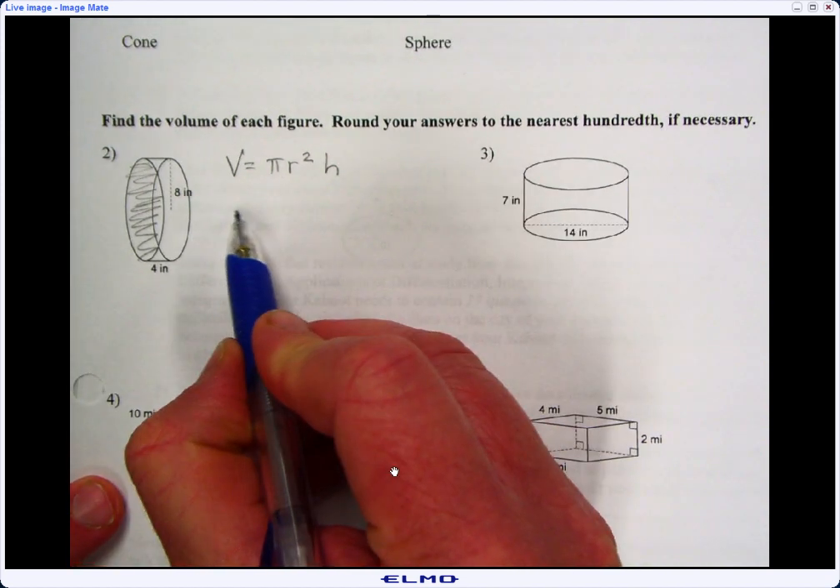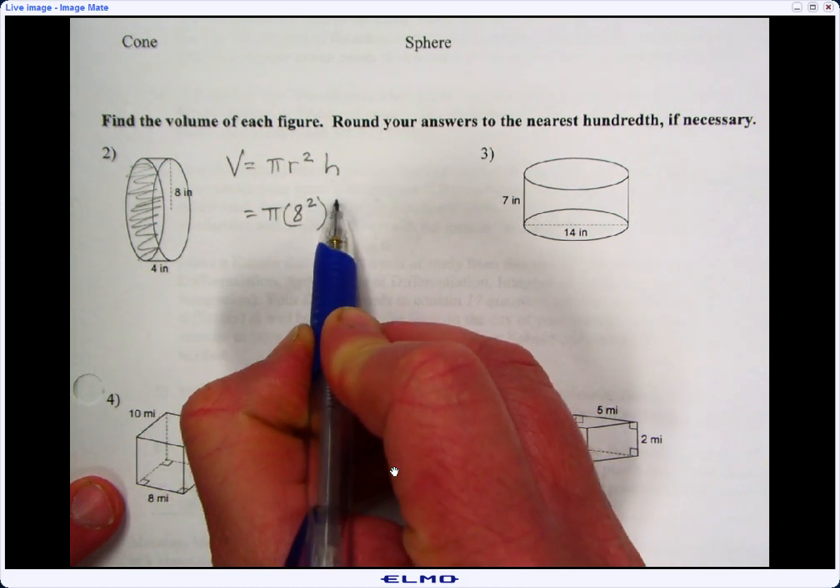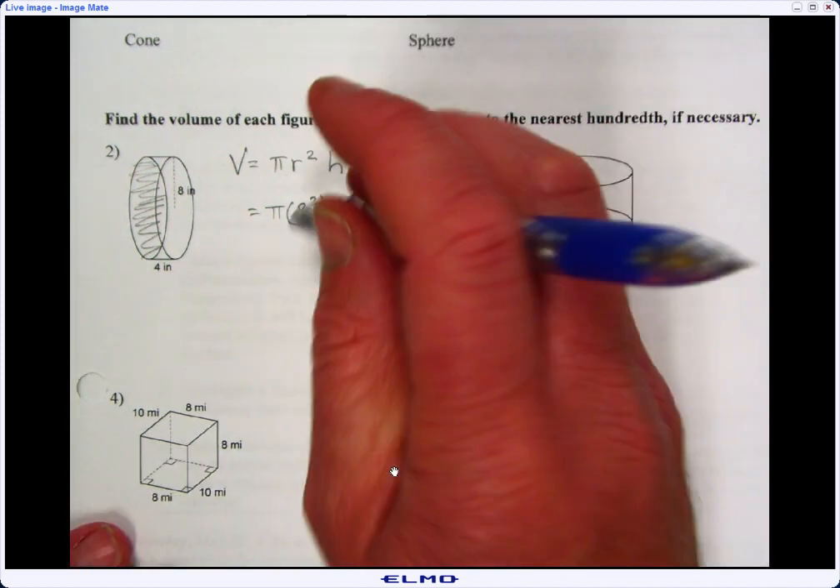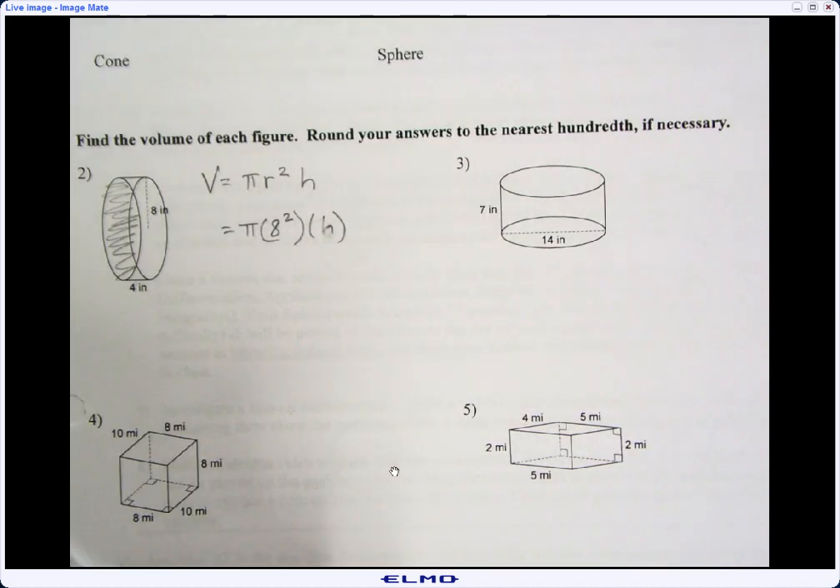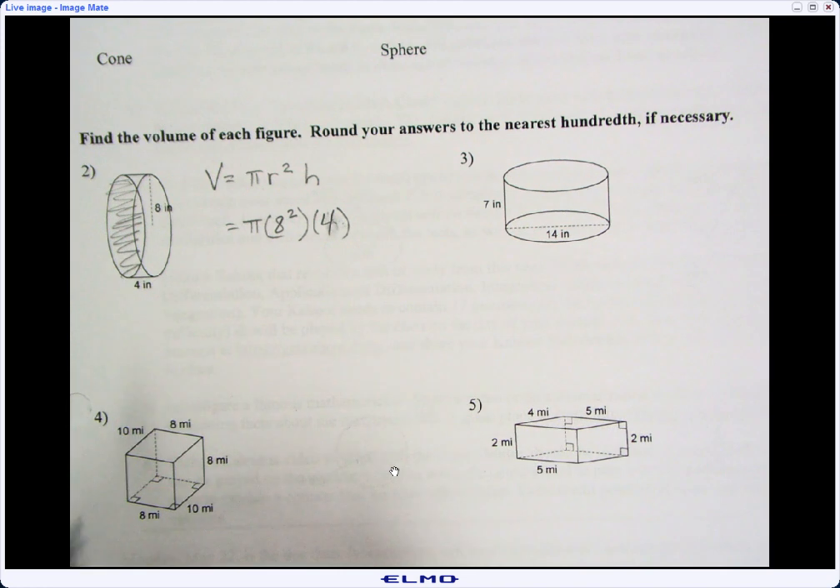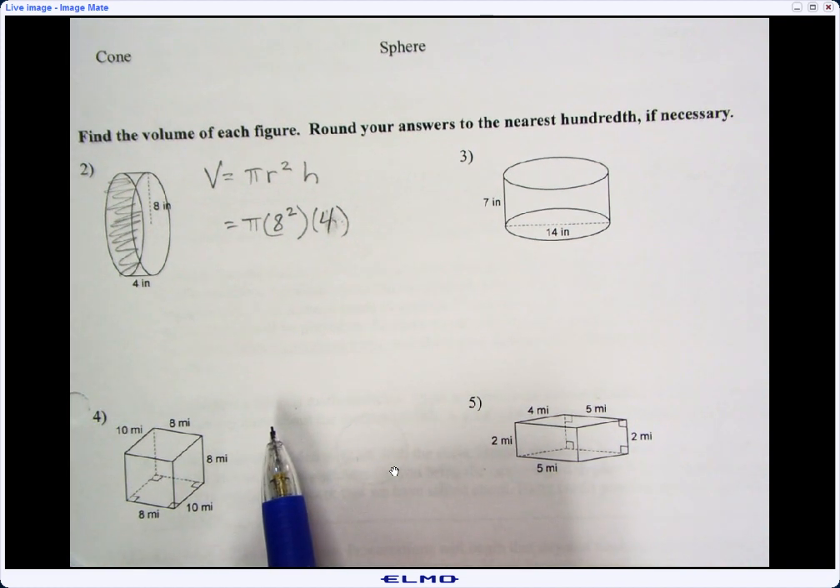So the cylinder is pretty easy. Plug in what you know. Base times 8 squared times height. The only thing you have to be careful of with a cylinder is if they don't give you the radius, you might have to find it. So the height here, didn't write that in. The height here is 4. So we're just multiplying those together and figuring out your final answer there.